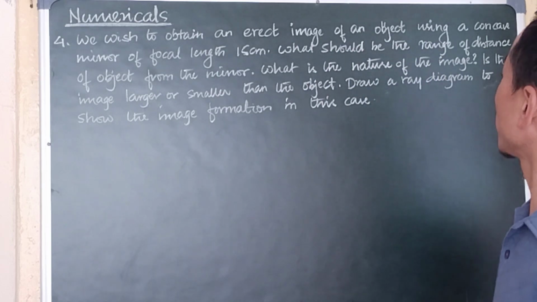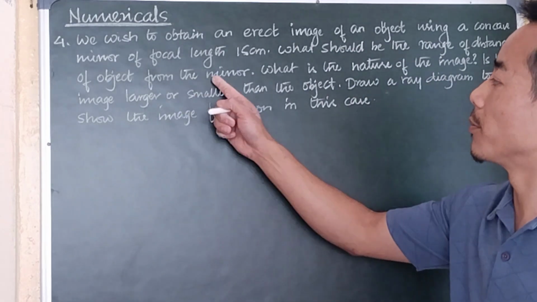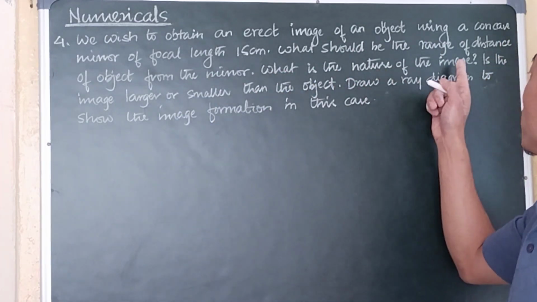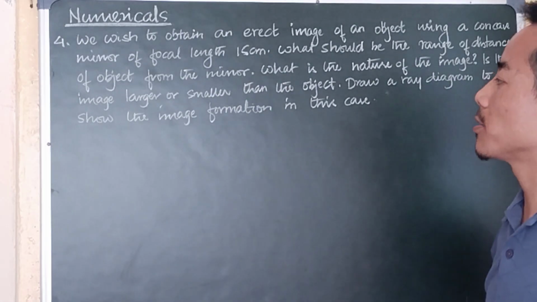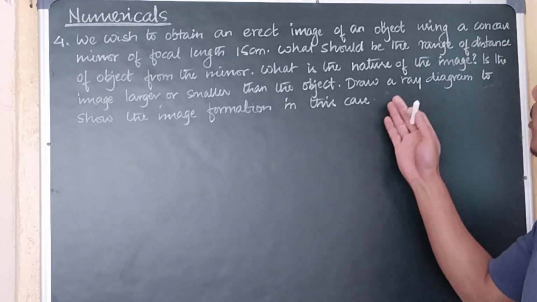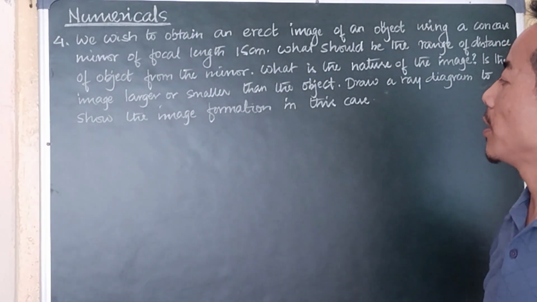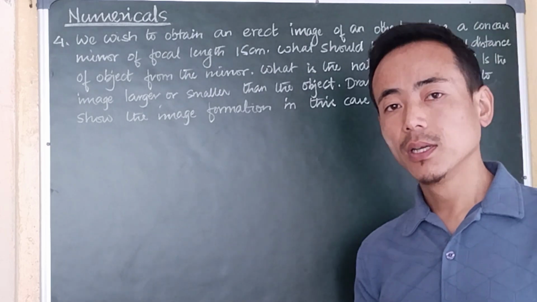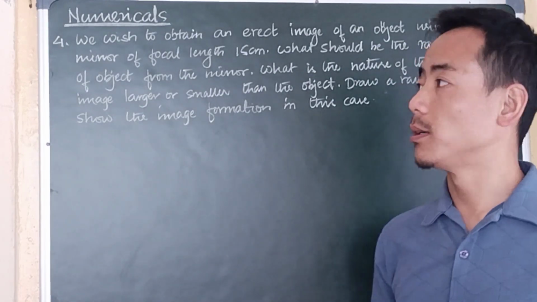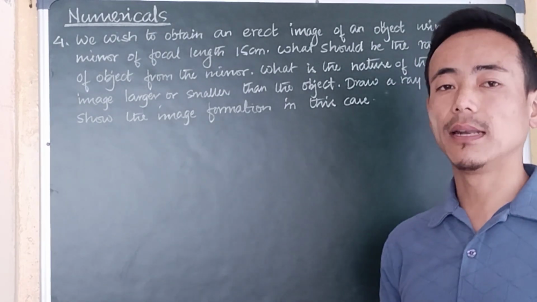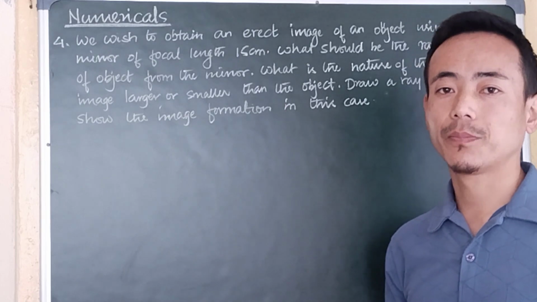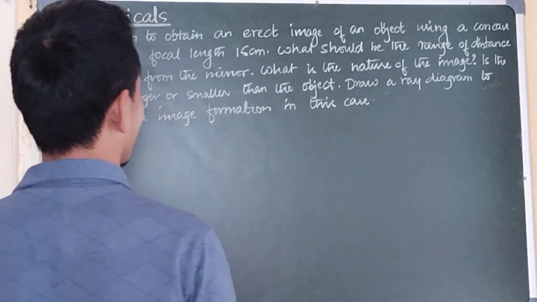What should be the range of the distance of the object from the mirror, what is the nature of the image, is the image larger or smaller than the object, and draw a ray diagram to show the image formation in this case. So you may get panicked looking at the length of the question, but it's very simple. So let's start how to solve this question.